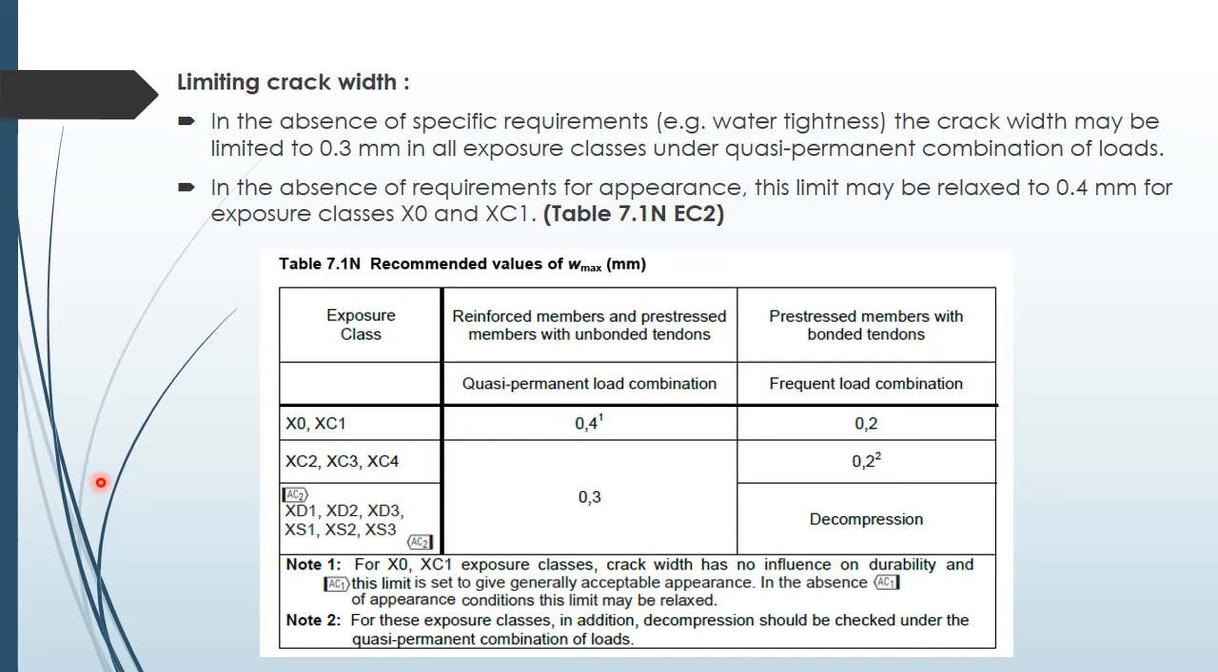Initially, we cannot stop cracking from occurring, but we as designers can control or put a limit on the crack width. We should refer to Table 7.1, Eurocode 2, to know the recommended value of crack width, w max. It basically depends on our exposure class. For exposure class X0 and XC1, the limit of crack width is 0.4 mm. As the exposure class increases, the limit is reduced to 0.3 mm.